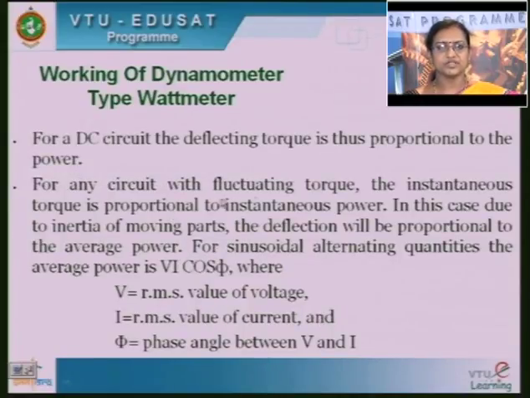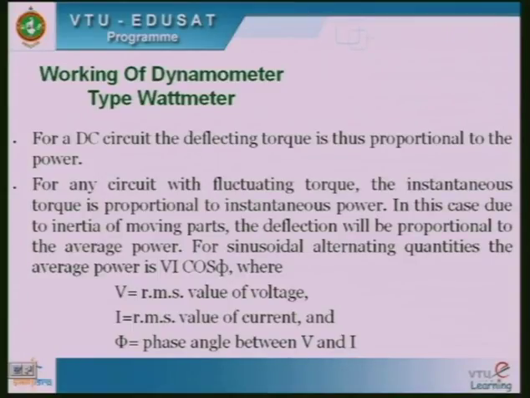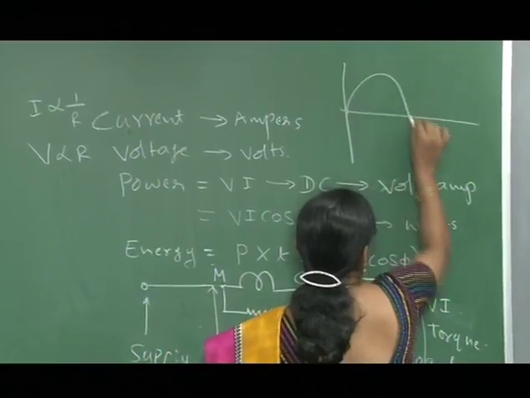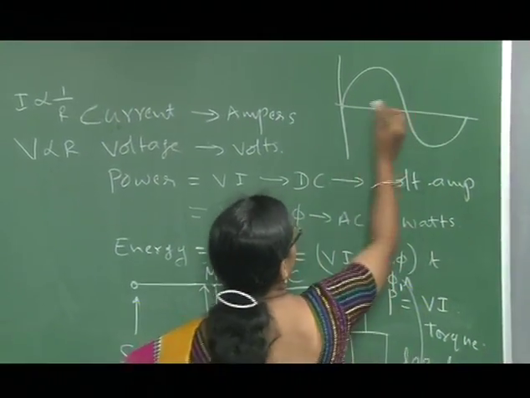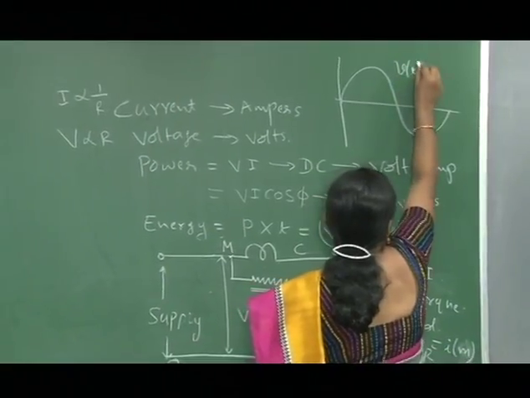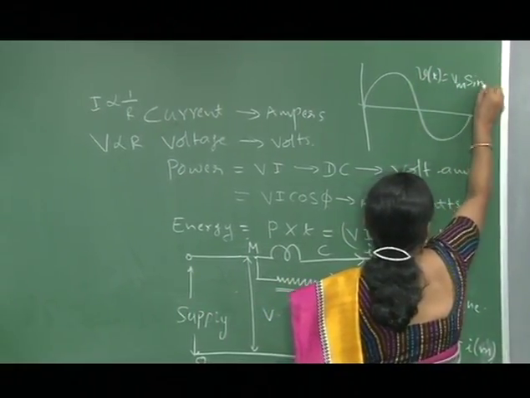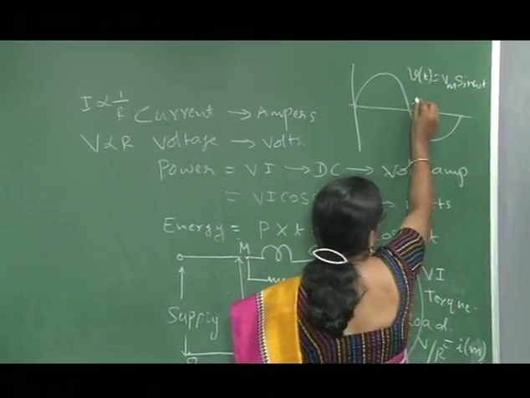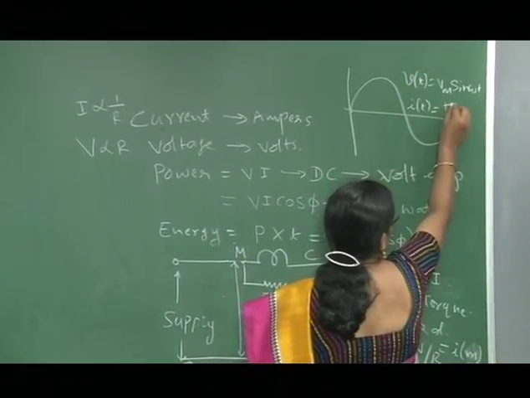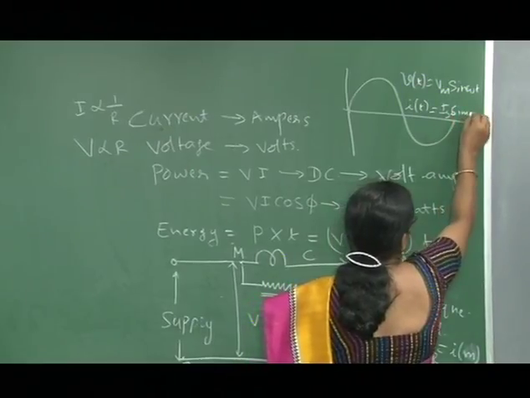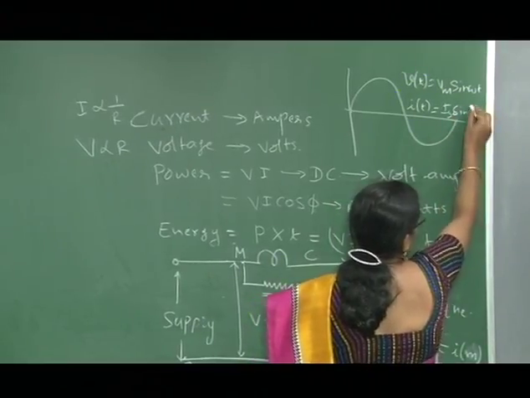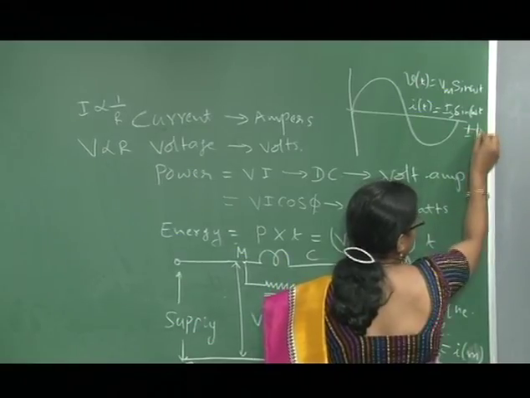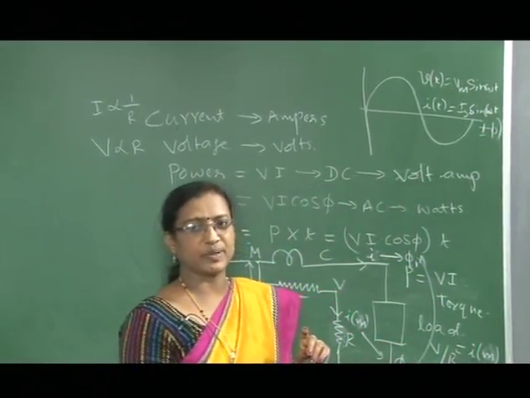For any circuit with fluctuating torque, the instantaneous torque, when exactly are you going to consider that instantaneous? It is in the case of an AC circuit, okay. Because in an AC circuit, the voltage and current both will vary sinusoidally like this. When you consider V as the reference, V of t is equal to Vm sin omega t. So the current will be Im sin omega t with the angle, you are going to consider plus or minus phi, depending on the inductive circuit and capacitive circuit.